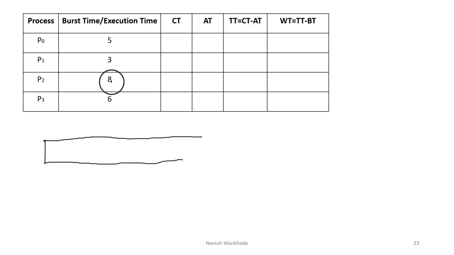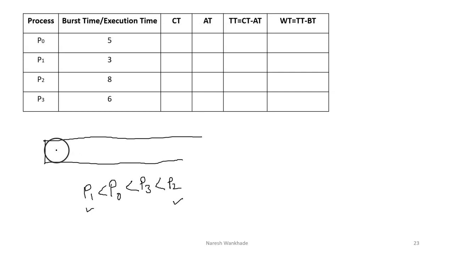Let's see here. So we have 4 processes P0, P1, P2, P3. Which process will be executed first? P1, because as per the algorithm P1 has the shortest CPU burst time. After P1 there is process P0 which has burst time 5. After P0 there is P3 which has CPU burst time 6, and after P3 there is P2. P1 is the smallest process and P2 is the largest process.